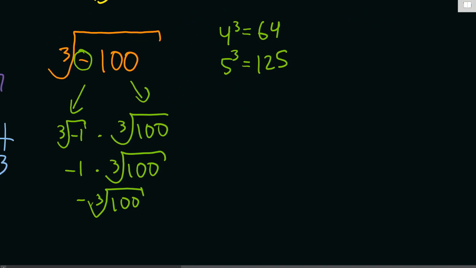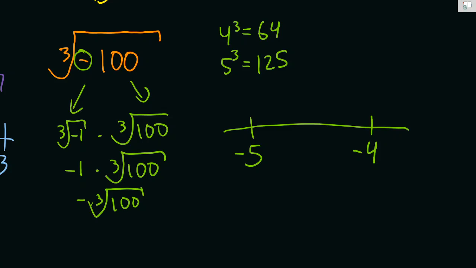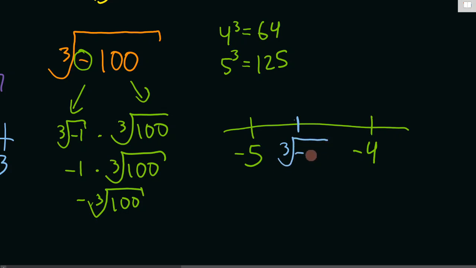And so basically all we need to do, instead of positive 4 and positive 5, is use negative 4 and negative 5. Because negative numbers go deeper into the negatives to the left, the 5 is on the left. That's basically the only thing we change. And 100 is closer to 125 than 64. It's a little bit closer, so let's put it there maybe. And there is our cube root of negative 100.